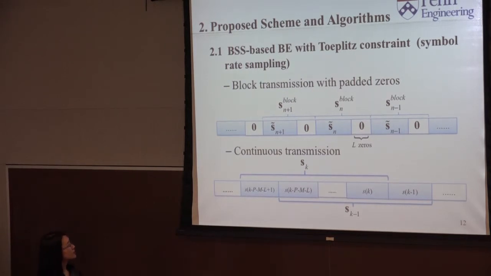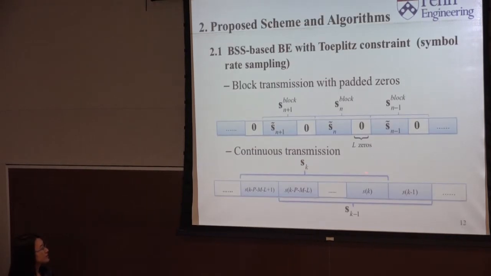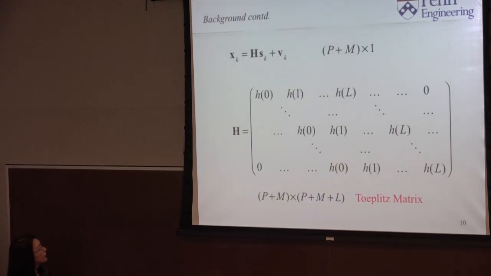So for the block transmission, since there are some zeros there, we could write the channel output in this way. Since these are zeros, if we look back at that, we could see that the last L columns will be eliminated because there are L zeros there, so that the last L columns will not contribute to the mixture.